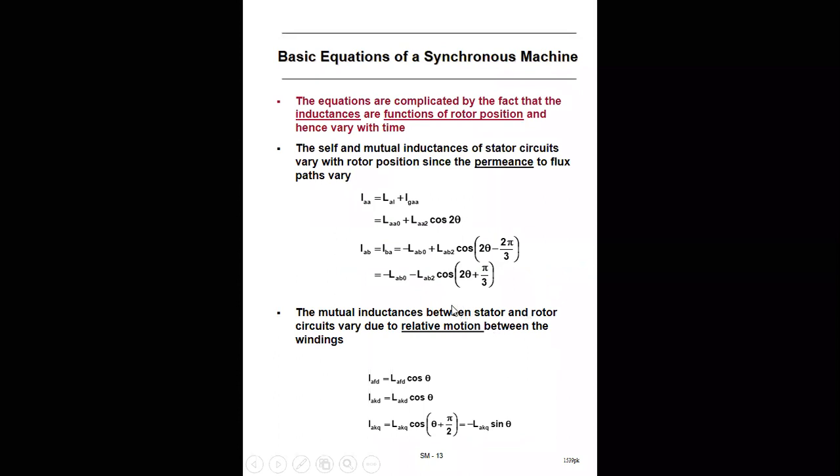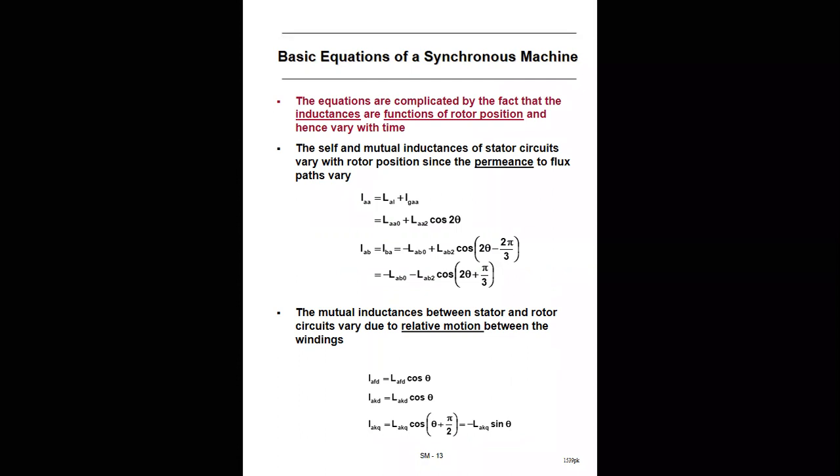The equations are complicated by the fact that inductances are a function of rotor position, and hence will vary with time. We're talking about the basic equations of the synchronous machine. The self and mutual inductances of the stator circuits vary with the rotor position since the permeance of the flux path varies.